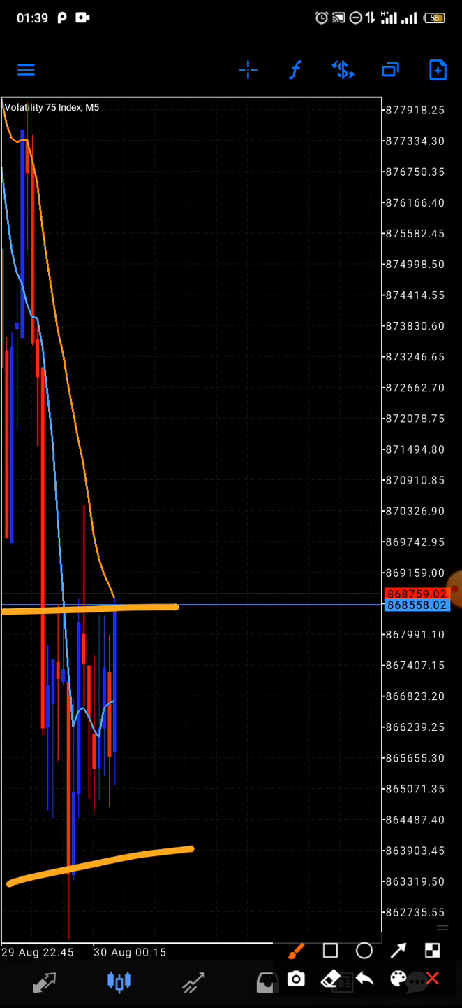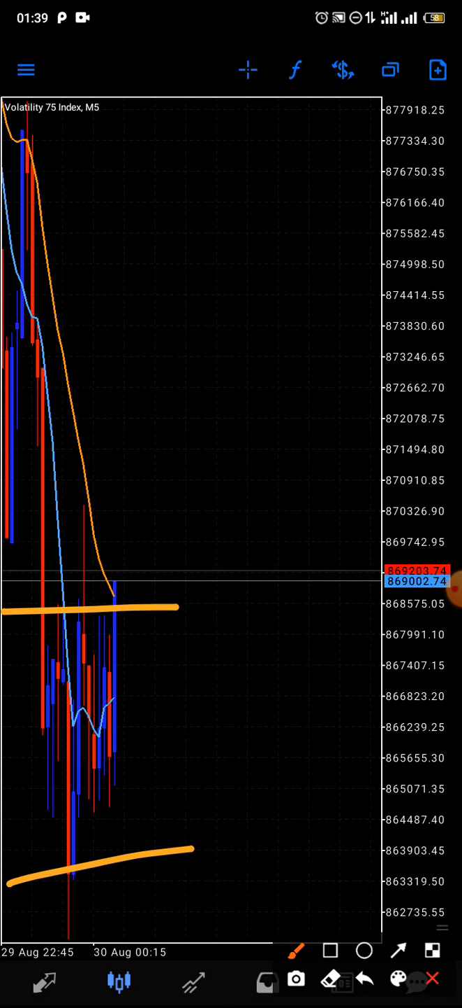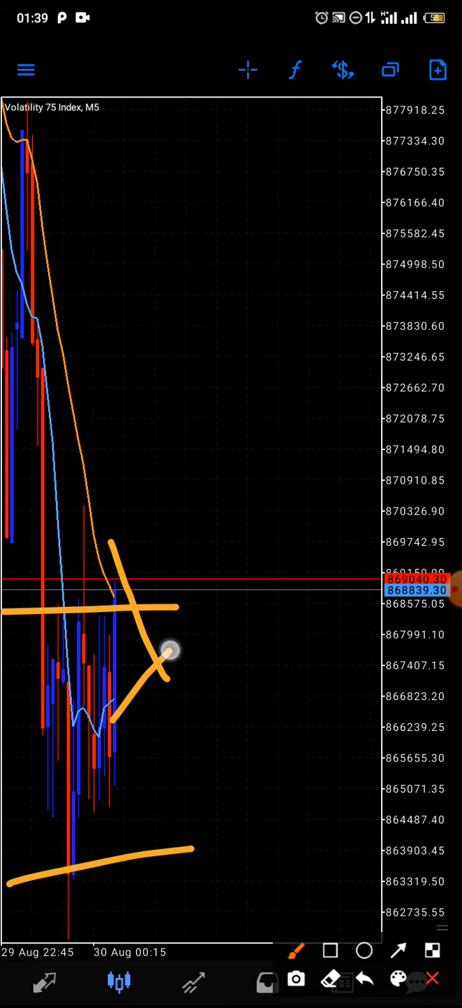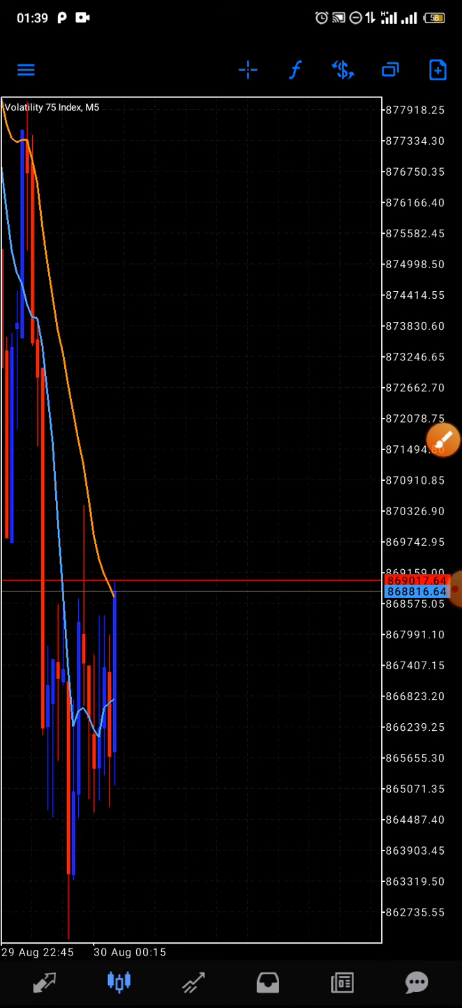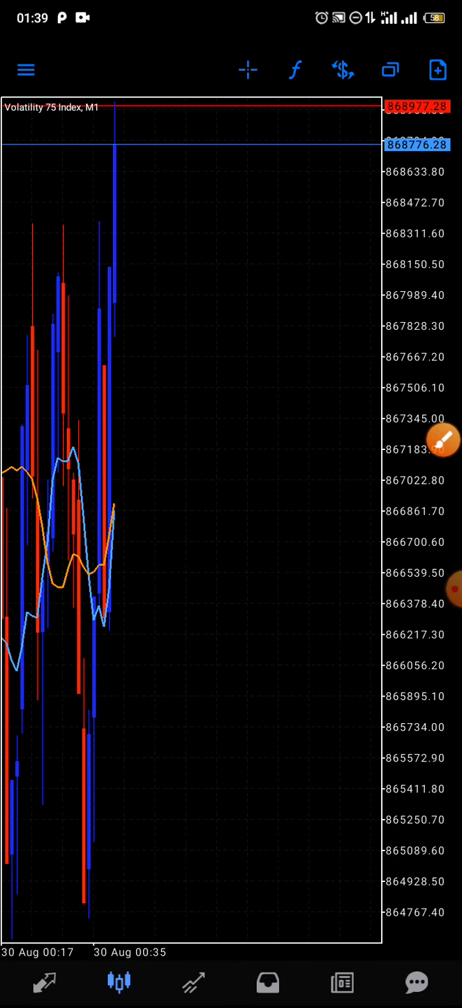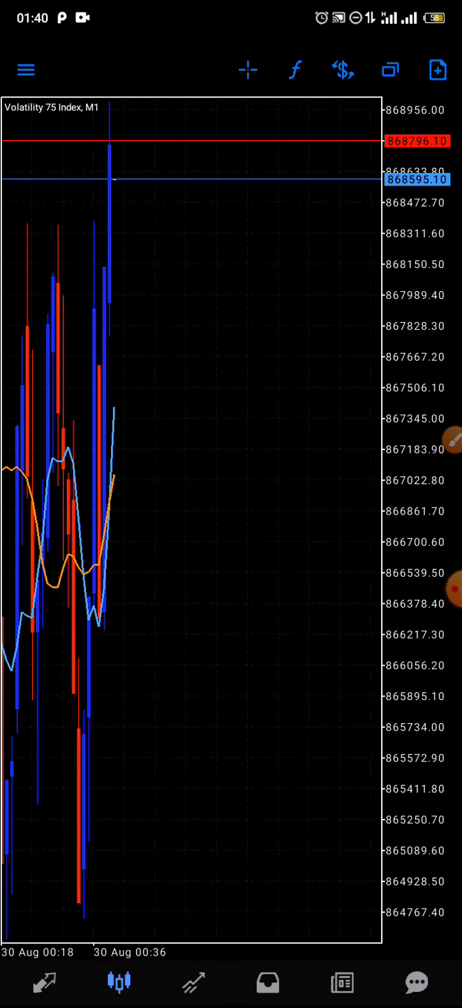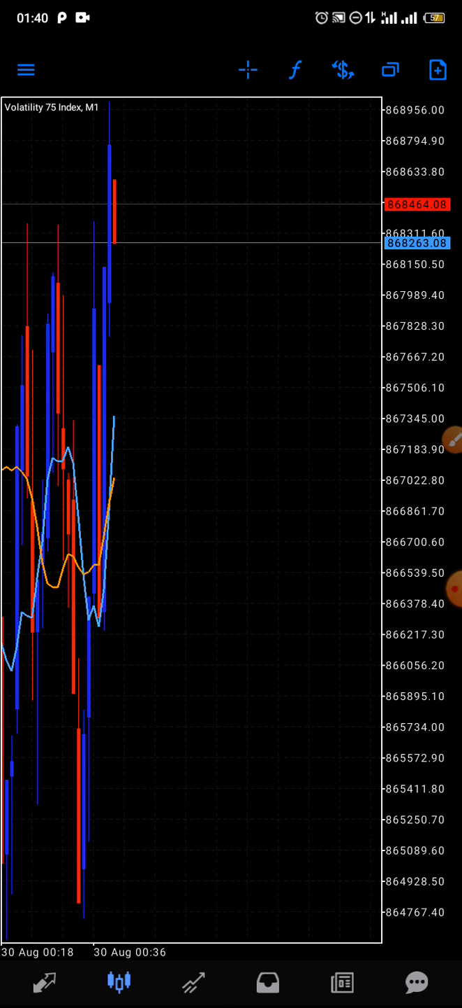But what is trying to happen here? You can see our candlesticks right here and here. They are trying to come close, and once they cross, it gives us a buy. So once that cross gives us a buy, you can also come to this 1 minute time frame and wait for a buy crossing, then buy them.